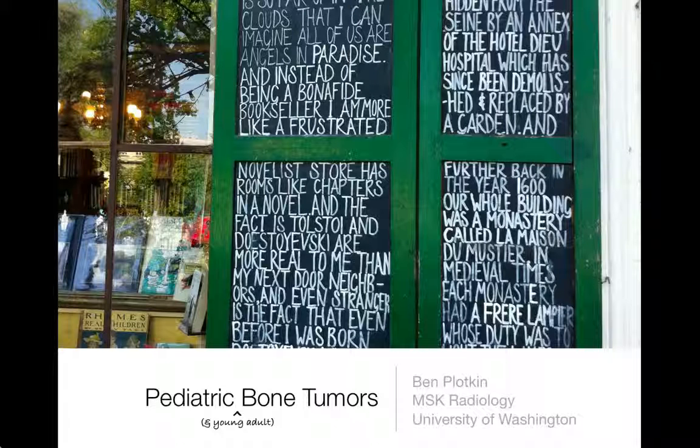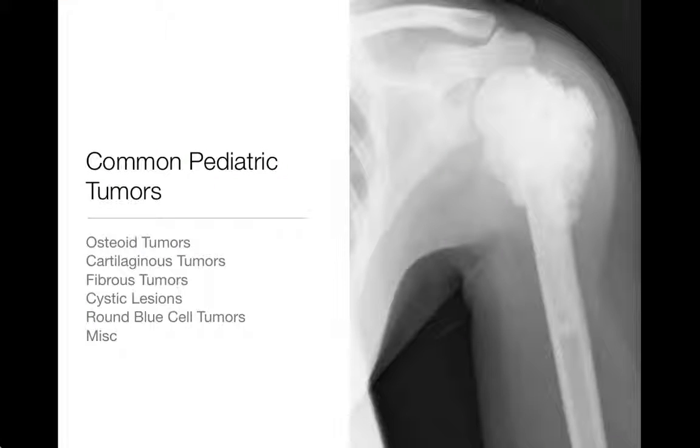So we're going to look at common pediatric bone tumors, and some of this is going to go through tumors we've already been through in some of the other lectures, but in this case pertaining to kids and young adults. Based upon the matrix of the lesion, or what they're made out of, we'll divide these into osteoid tumors, cartilaginous tumors, fibrous tumors, cystic lesions, round blue cell tumors, and then miscellaneous things that don't fit nicely into any of those categories.